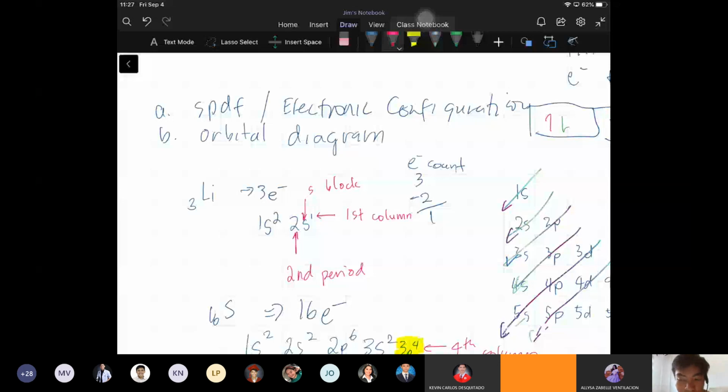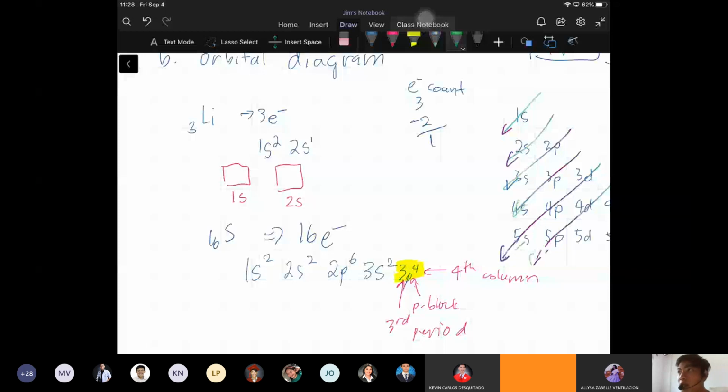So, to create orbital diagrams, all we have to do is use the boxes that we used earlier. For 1s, that's just one box. The 2s is also just one box. Then what do we do? We place the electrons, right? For 1s, we have 2 electrons, so we put the 2 electrons in 1s.